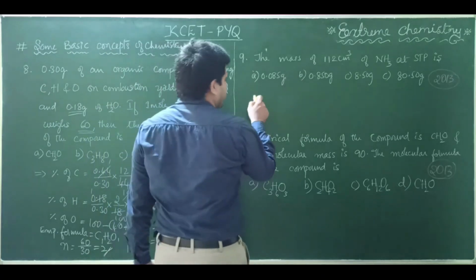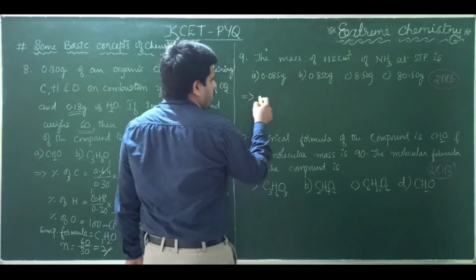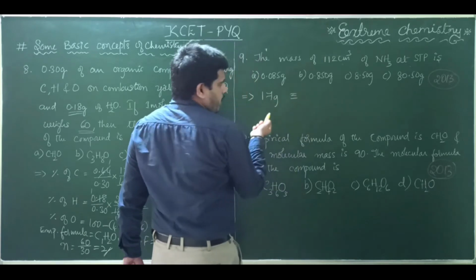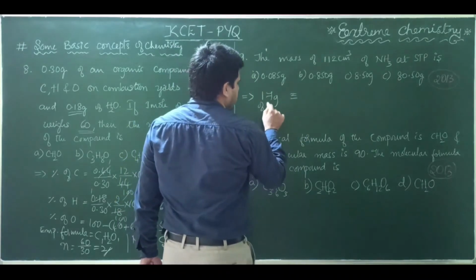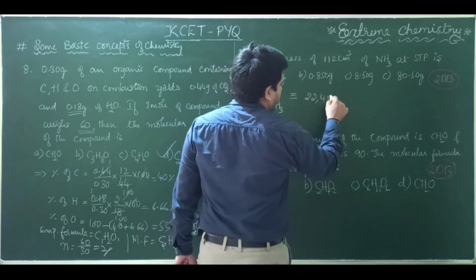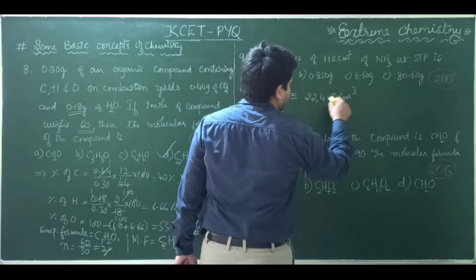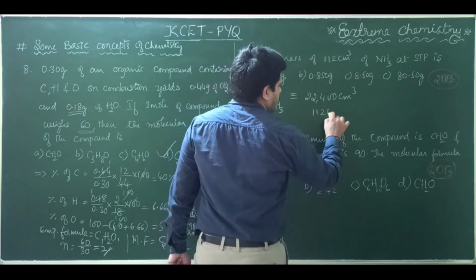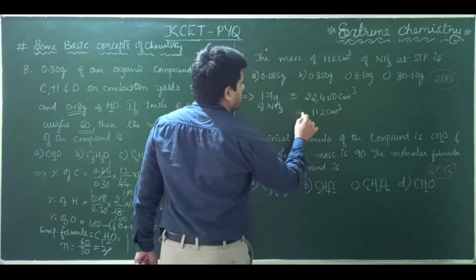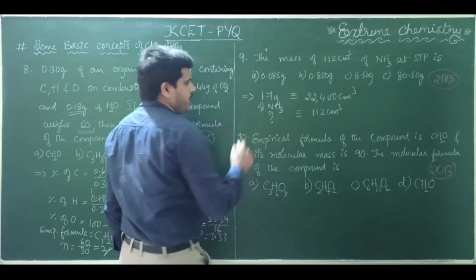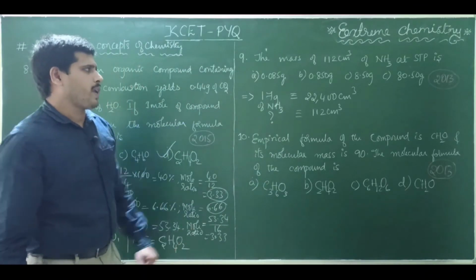So we will use that relation now. I'll write 17 gram of ammonia is equivalent to 22,400 cm cube. Very simple, direct one. Now the question is, to occupy 112 cm cube of ammonia, how many grams have to be taken? Cross multiply, right?